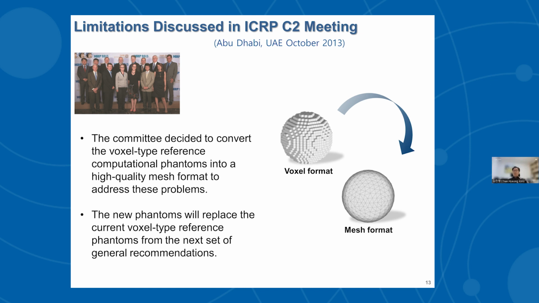So these limitations were discussed at the ICRP Committee 2 meeting in Abu Dhabi in 2013, and the committee decided to convert the voxel-type reference computational phantoms into high-quality mesh format to overcome these limitations. And the general understanding and consensus was that the new phantoms will replace the current voxel-type reference phantoms for the next set of general recommendations.